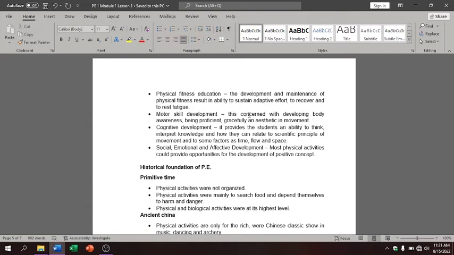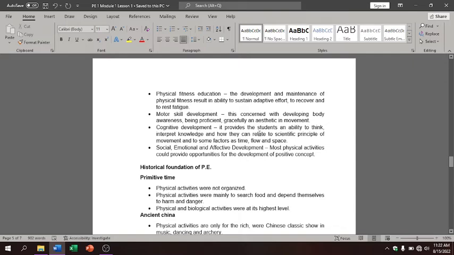See, for example, in basketball, right? In performing a layup, by having this motor skill development, you can perform it in the proper way, the proper way of execution. If you don't know how to do a layup yet, or if you do a layup but not in the proper way, by this your skill will be developed. Next one is cognitive development.